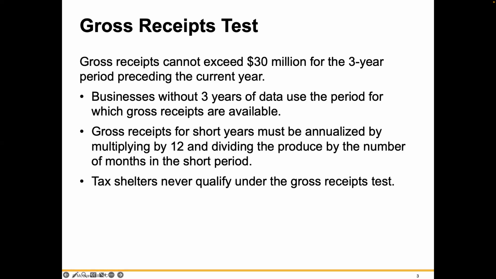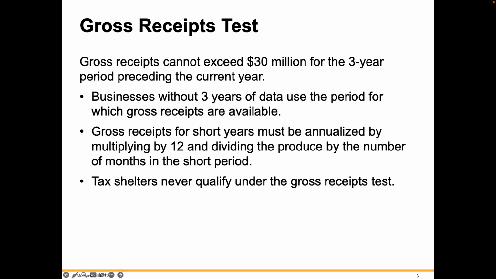And the reason a business would want to use cash accounting is that it's typically simpler than accrual accounting. If a business hasn't been in operation for 3 full years, it uses the data available for its operational period. So, for example, a business with only 2 years of gross receipts would use those 2 years to determine eligibility.